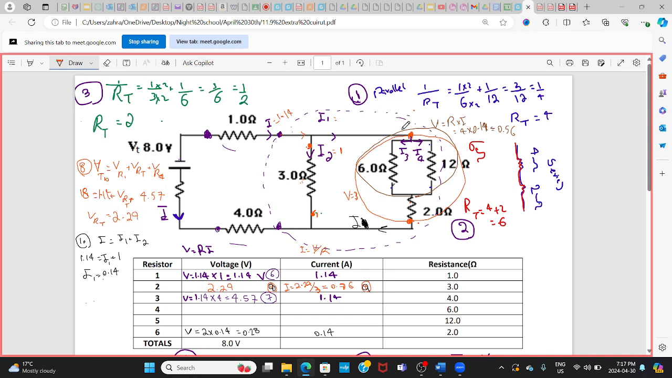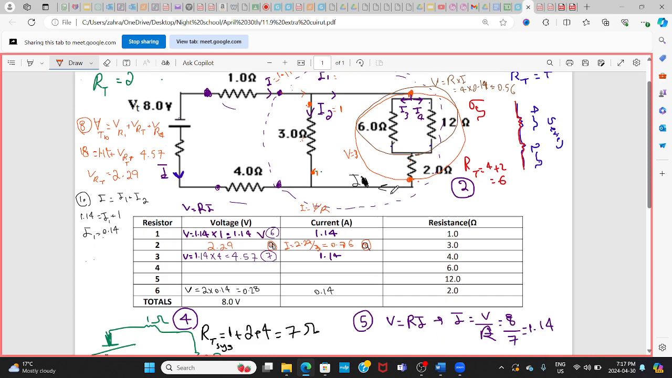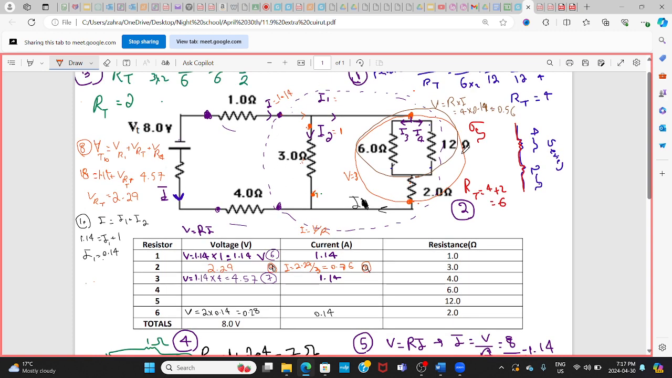Rearrange to get that. So the voltage across the whole thing is the same as the voltage across 3. Why? Because the 3 is connected to the whole as a parallel. See these two ends here and these two ends get connected to each other without any interruptions.